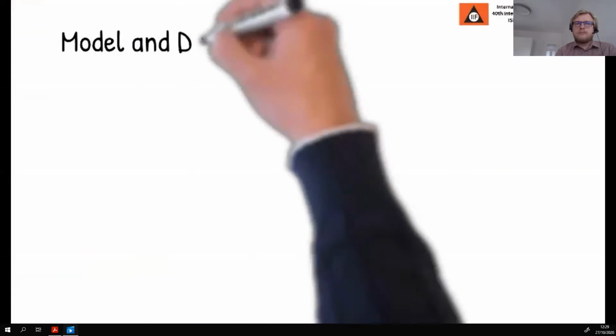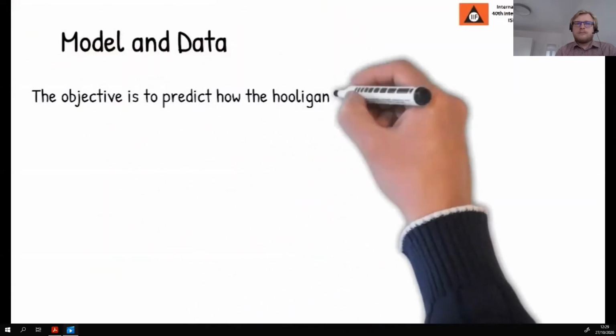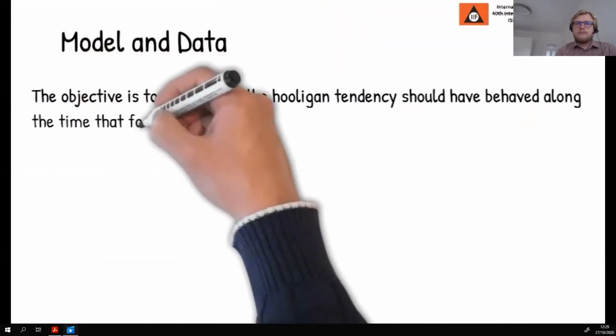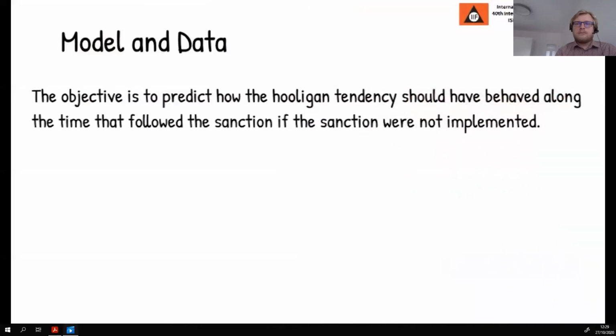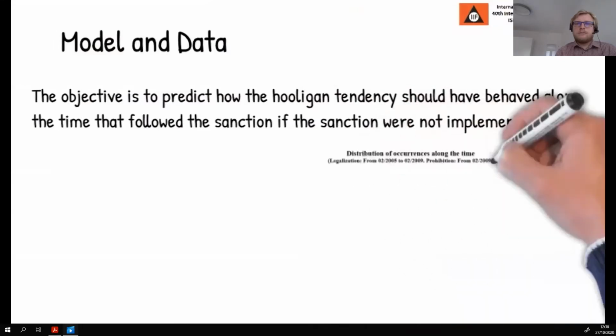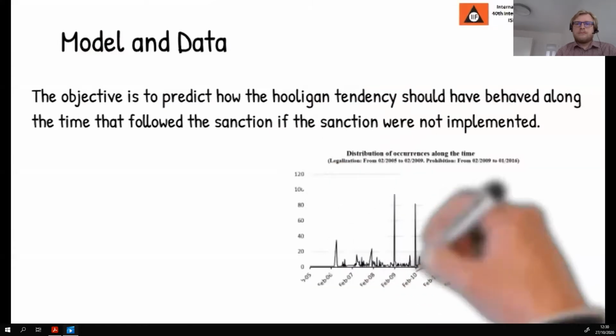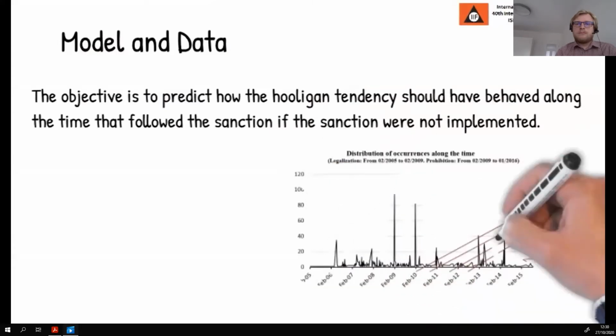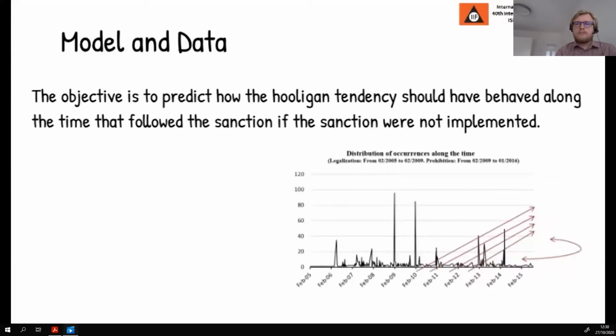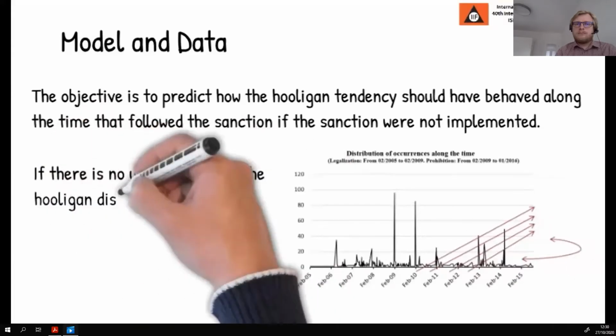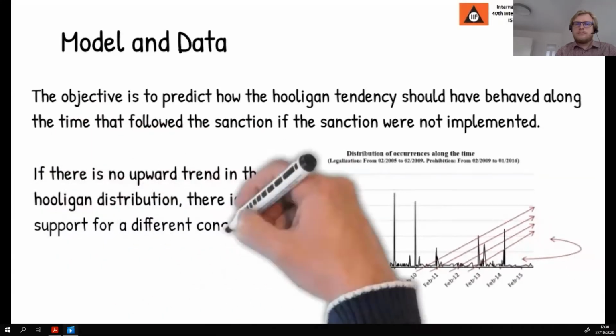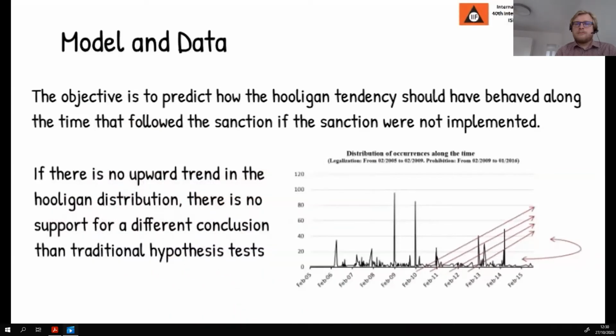So the objective here in this work is to investigate how the hooligan occurrences would behave if the interventions on banning the football firms and on banning the alcohol intake were never implemented. Our first results, using non-parametric statistical tests, suggest that there are no significant differences between the time before and after the implementation of the interventions. So when we are building time scenarios and we observe there is no upward trend in the hooligan distribution, there is no support for different conclusions than those first results that we had.